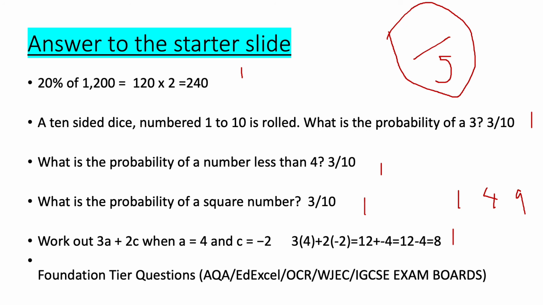Okay, and then last one, it is a substitution. 3a plus 2c, a is 4, c is negative 2. Remember that 3a means 3 times a, and 2c means 2 times c. So 3 times 4 plus 2 times negative 2 gives me 12 plus minus 4, which is 12 minus 4, which is 8. Okay, so these are the answers to the starter slide.